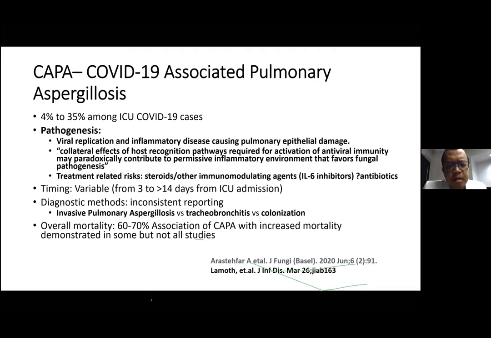Overall mortality, I think this is one across the board, and I really believe it, as I've seen in the few patients we've seen. The overall mortality is 60-70% associated with CAPA, with increased mortality demonstrated in some but not all studies. For Mucor, I'm expecting it should be high, especially for those who are not COVID infected. Mucormycosis, especially when it comes to disseminated disease, mortality should be on the higher side. So I think that's all I have.